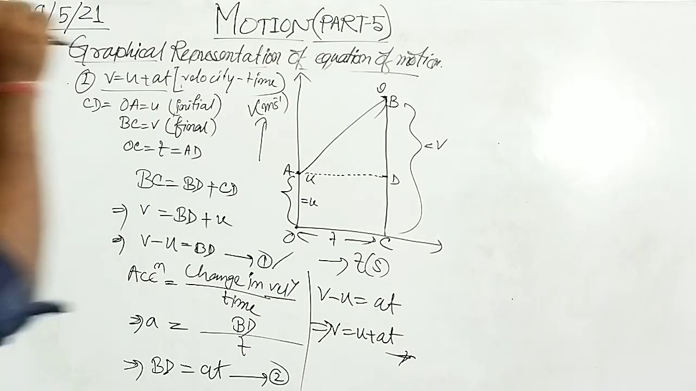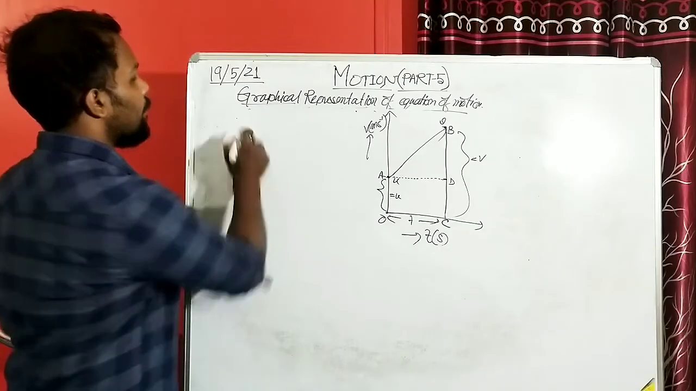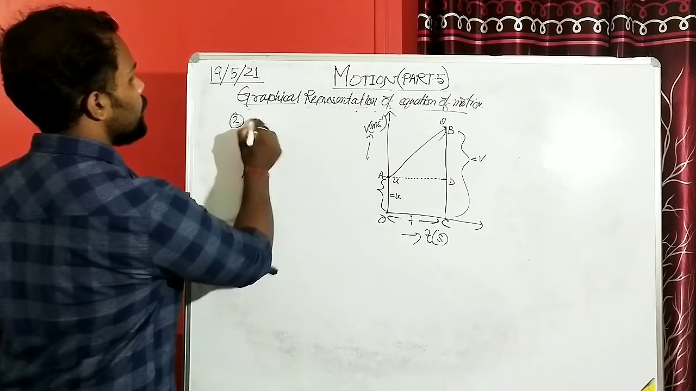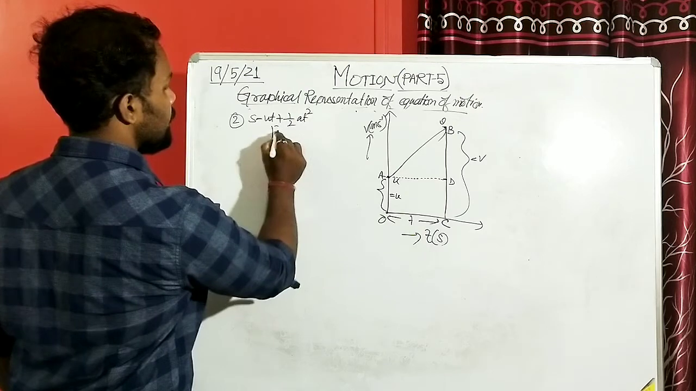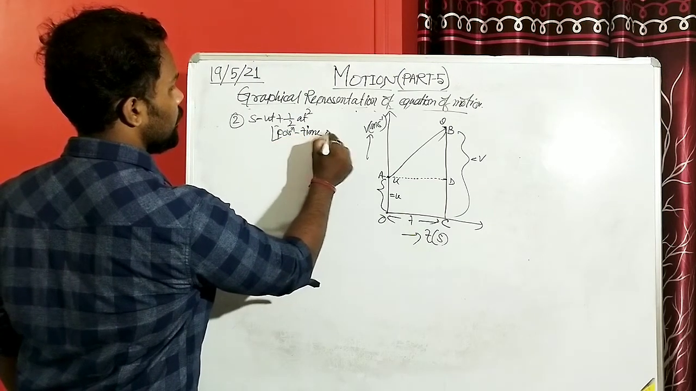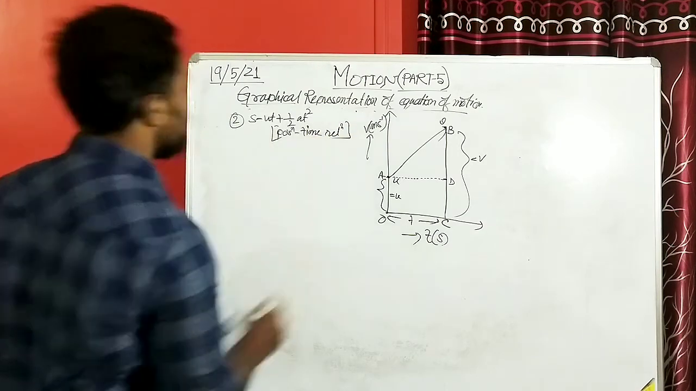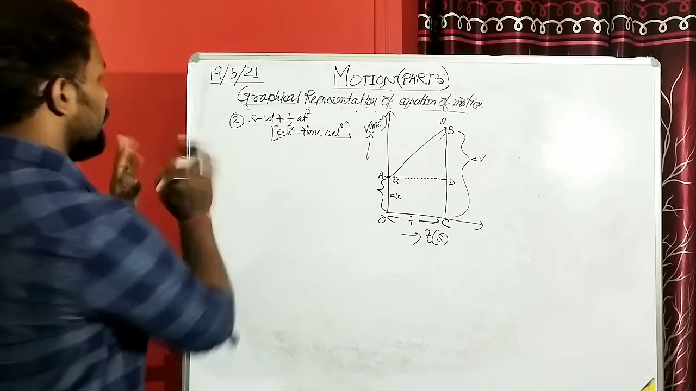Again, we will use the same graph to prove the next two relations. Quite simple. Just draw this and we will next move towards our next relation. Our next relation is going to be S equal to UT plus half of AT square. And this is the position time relation. We have to again solve this. It's quite simple. If you use this graph, we can clearly solve this.